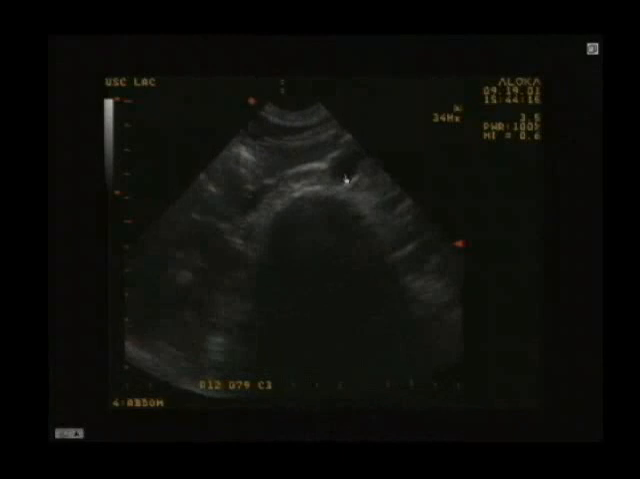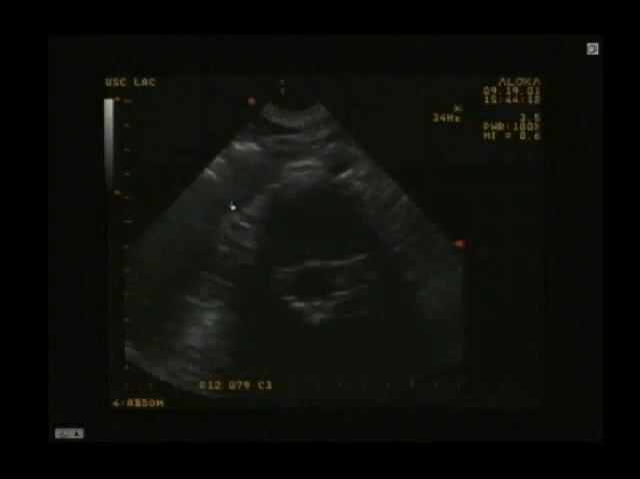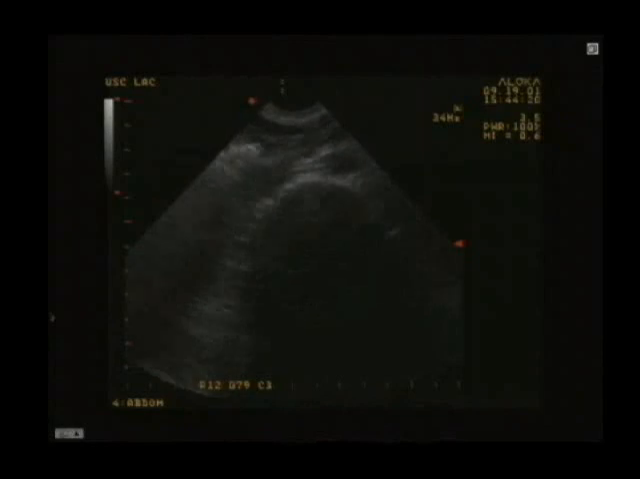Okay, this is the aorta right here. This is the IVC over here. And this is going to break into two. Do you guys see it right there? See it broken into two? Right here? That's the two iliacs.